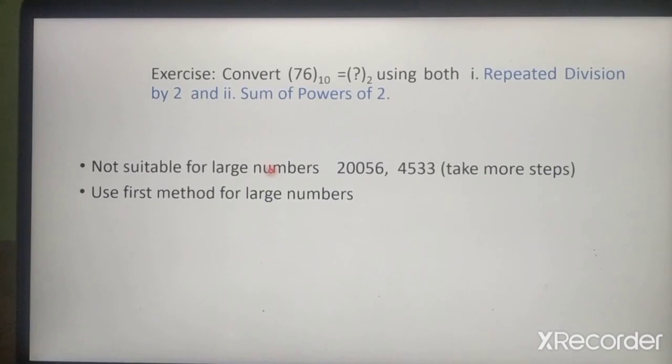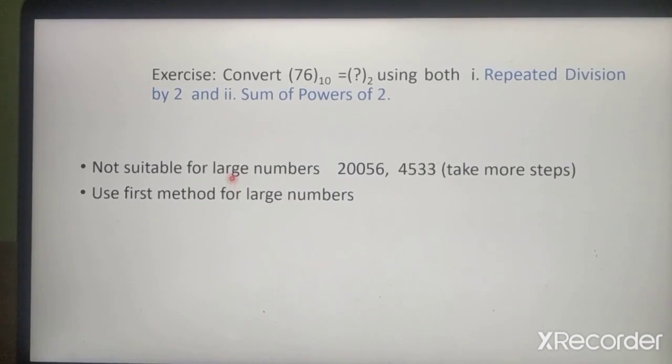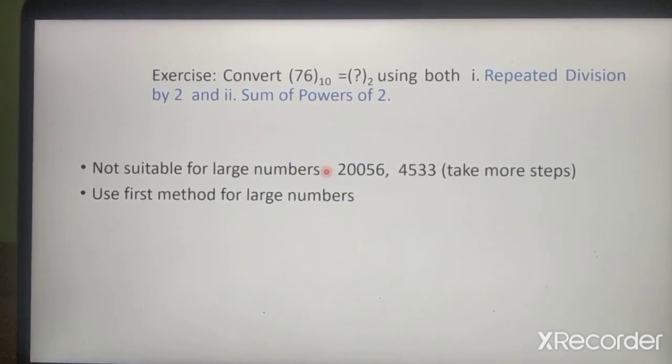Next, what is the disadvantage of the second method, sum of powers of 2? Actually this method is not suitable for large numbers, meaning it will take more steps and more time to solve the problem. So for large numbers you can use the first method, repeated division by 2.